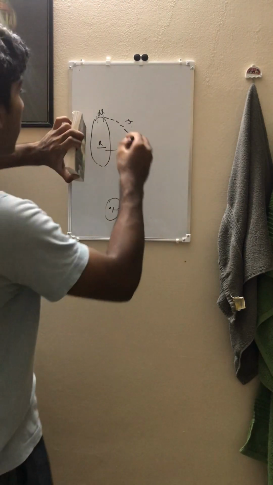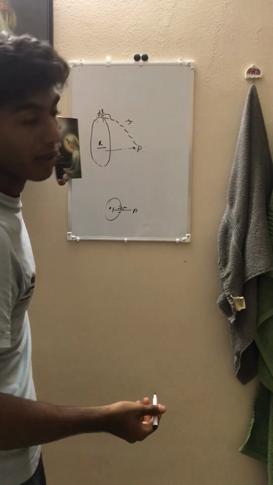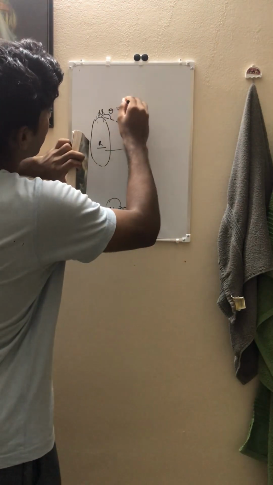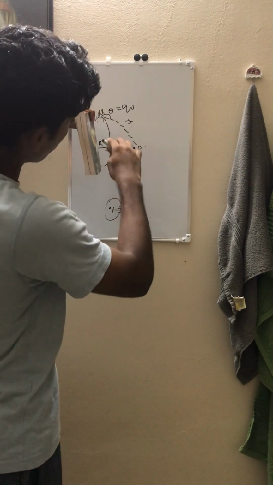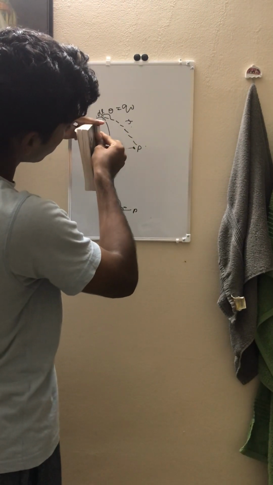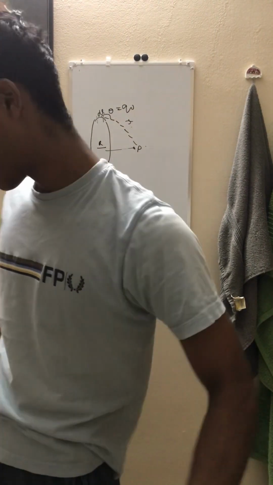What is the angle between the current carrying element and this? It's going to be 90 degrees. It's always going to be 90 degrees. That means this is like this, and point P is over here. It's going to be 90 degrees.